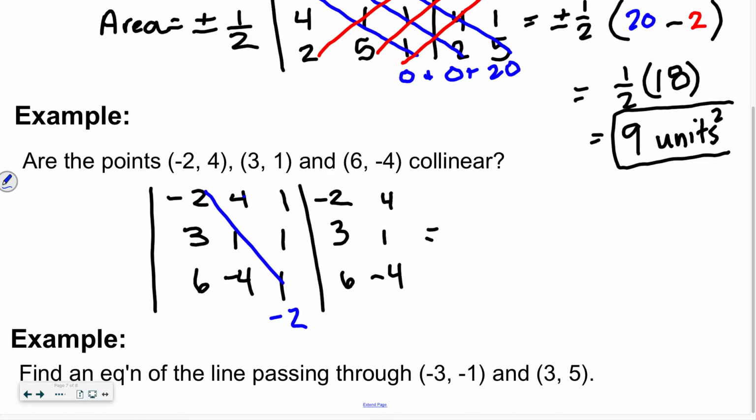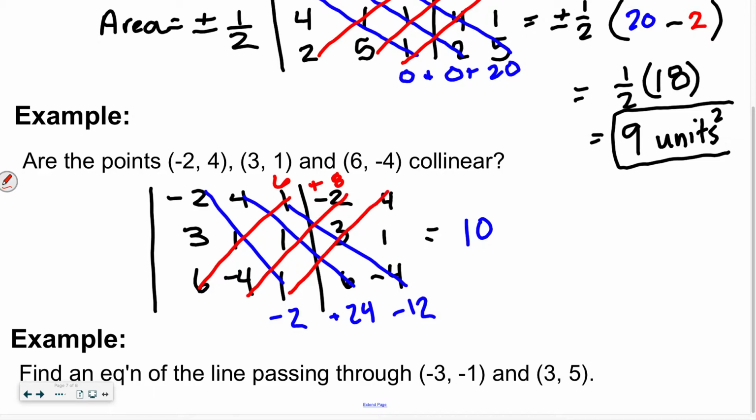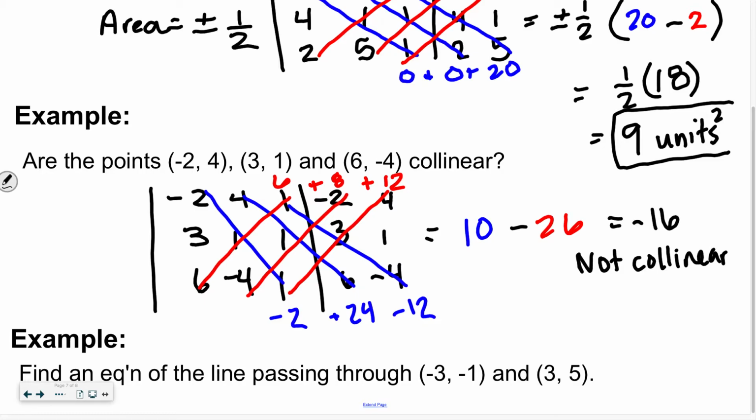So I get -2 plus 24 minus 12, so that's 10. And I get 6 plus 8 plus 12. Uh-oh. The only way this was going to equal 0 is if my red diagonals add to 10, now that I've done my blue diagonals. So now my red diagonals, 14 plus 12, that's 26. Are these collinear? Okay, that's equal to -16. That's not equal to 0, so it's not collinear.